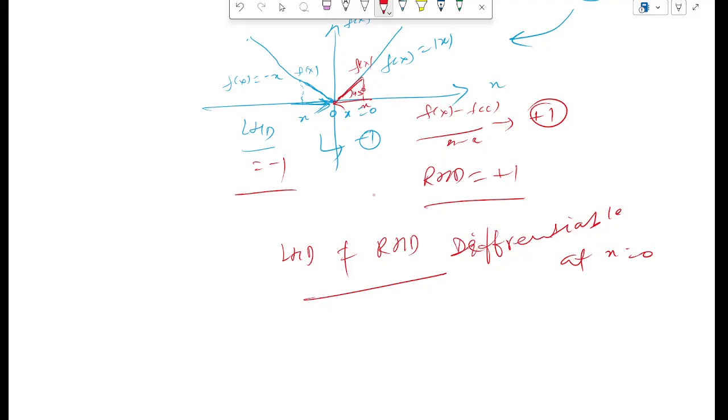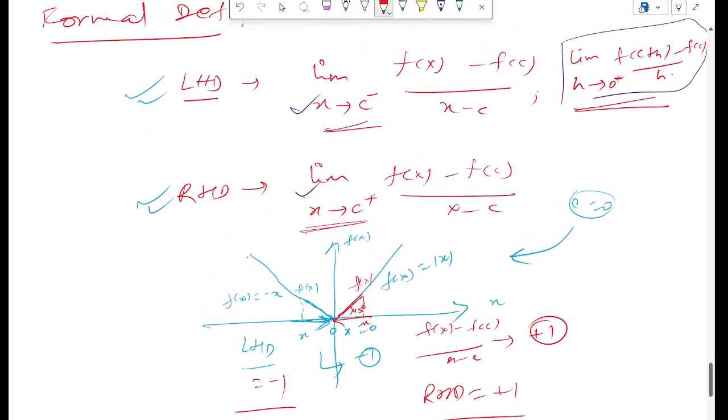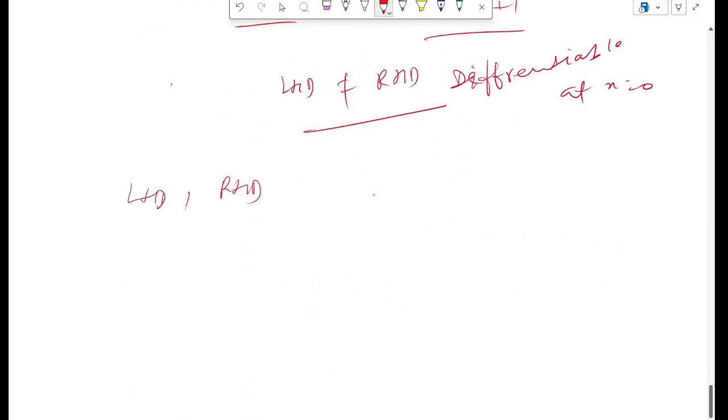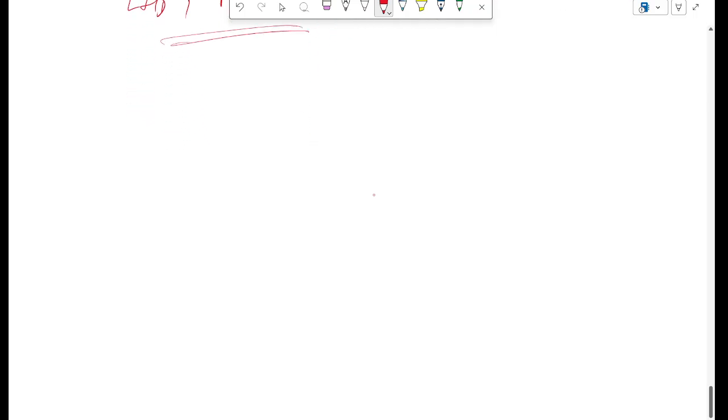So this is how we check differentiability of a function. We first calculate the left hand derivative, then we calculate the right hand derivative using the limits that I just explained here, right? And if they are equal, then we say it is differentiable at that point. If they are not equal, we say it is not differentiable. Let's take some example. Let's take another example. f(x) equal to, let's say, minus x square when x is less than or equal to 0, and it is 6 when x is greater than 0.